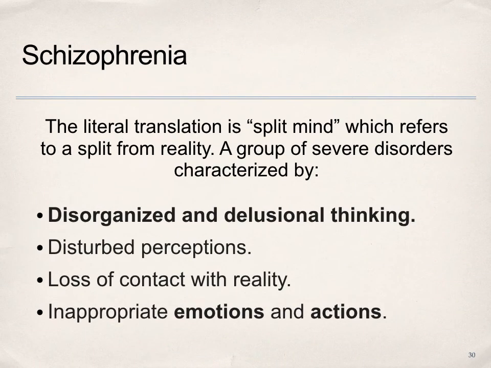So that's anxiety and depression, which brings us to schizophrenia. If you have viewed the Discovering Psychology clip with poor David Taggart, you've seen an example of paranoid schizophrenia. Schizophrenia literally means a split mind. In other words, a split from reality, disorganized and delusional thinking, disturbed perceptions, and a true loss of contact with reality, inappropriate emotions, and inappropriate actions that don't square with reality.